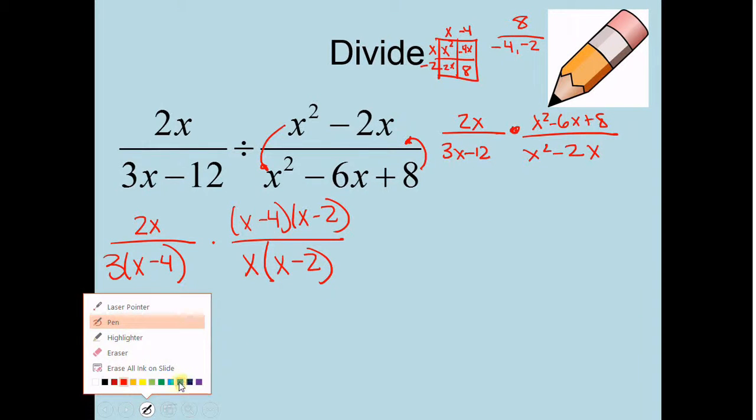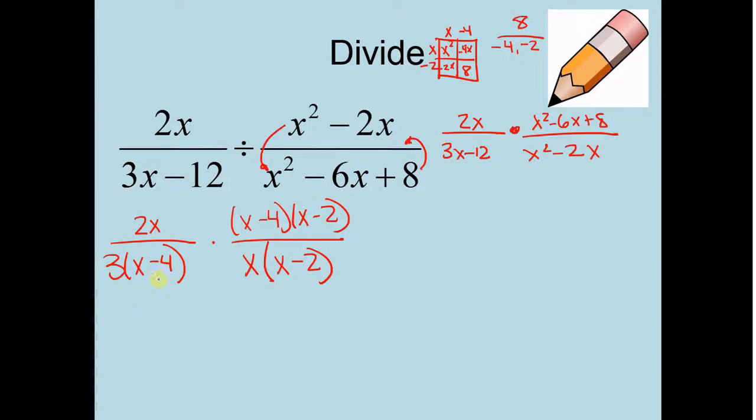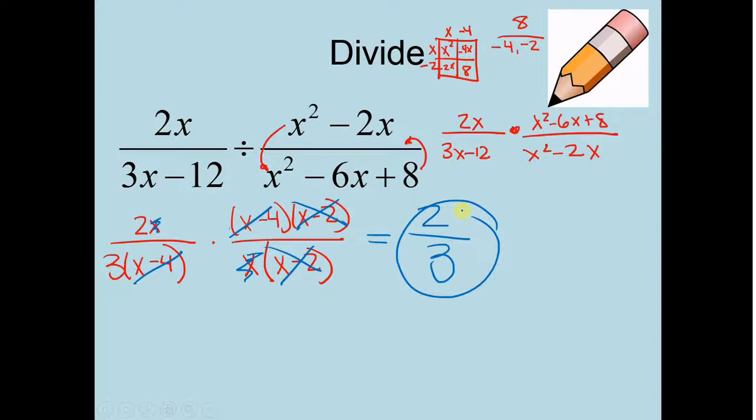Perfect. Now, let's find some canceling. Nothing on top. There we go. Those guys cancel. Whoop, x minus 4's cancel. Notice, I have an x here and an x there. They can cancel because I was multiplying. So what's left over? I just have a 2 on top and a 3 on the bottom. 2/3 is my answer. Pretty a lot of work up here to cancel down all the way to 2/3, but everything canceled out pretty much.